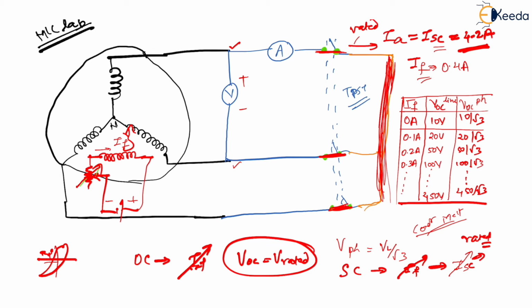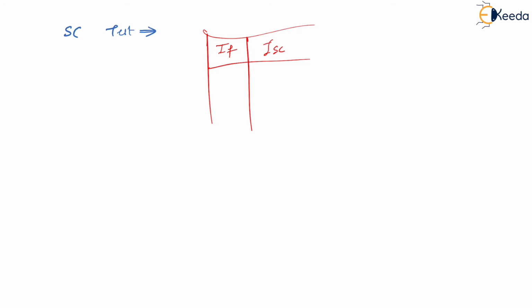So basically what observations do you have? You only have two values. First is rated current, and at what field current you get that particular rated current, which is nothing but 0.4. So in short circuit test you get only two observations. What are those? IF at which ISC occurs. So IF is how much? For example, 0.4 ampere, correct? And for that ISC is 4.2 amperes. For example, let us consider this way.